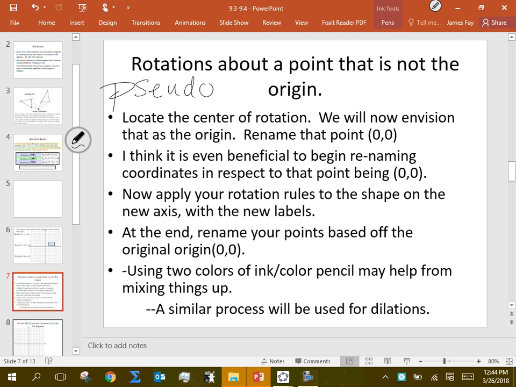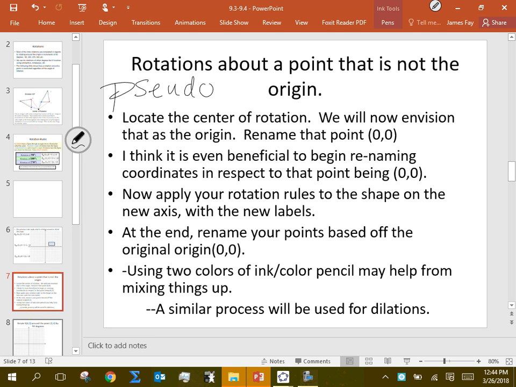So when we use that word pseudo, pseudo origin, pseudo axes, that kind of thing, they're artificial. They're not the real ones, the traditional true ones. When I want to rotate around a point that is not the origin, this is how we do it. We locate the center that they're asking us to rotate around. And what we do at that location is we're gonna make that new point our origin, our fake or pseudo origin. Okay.